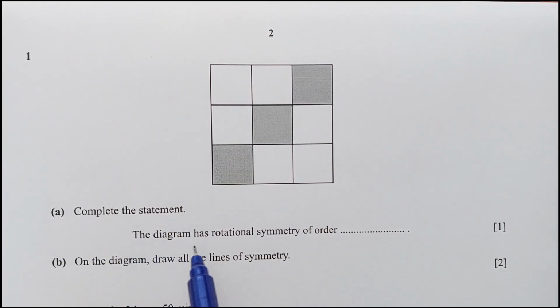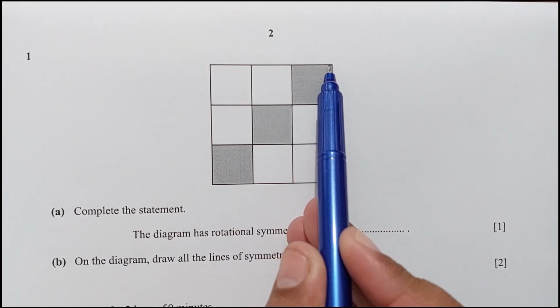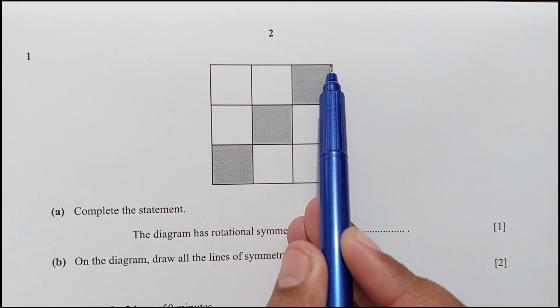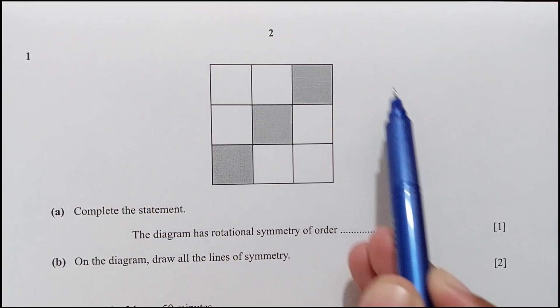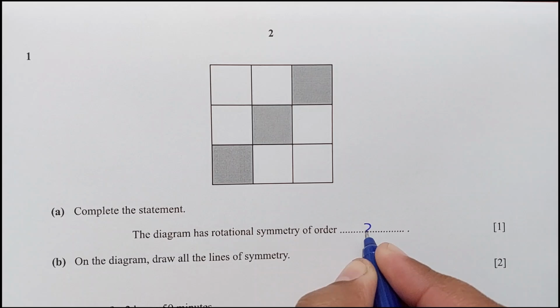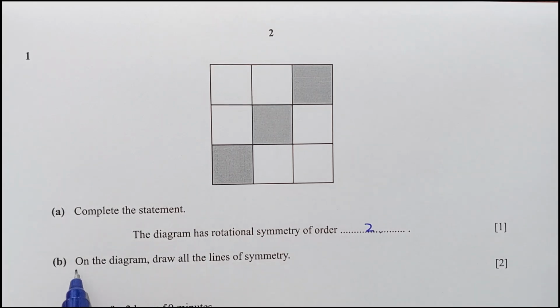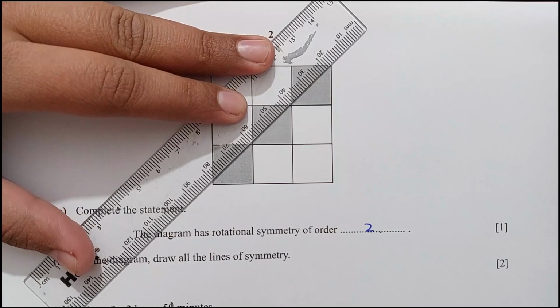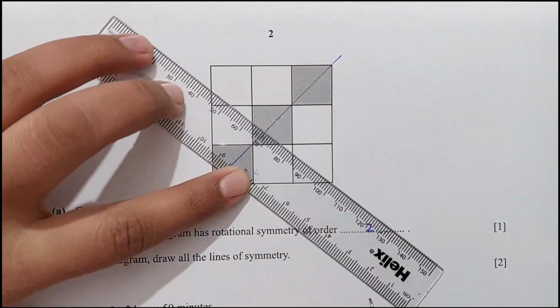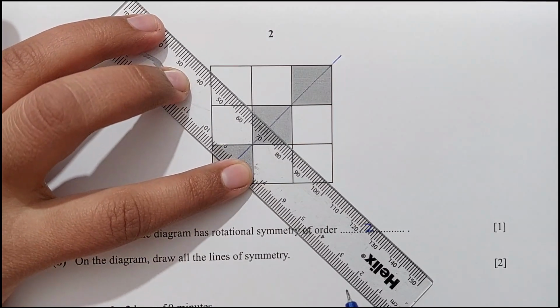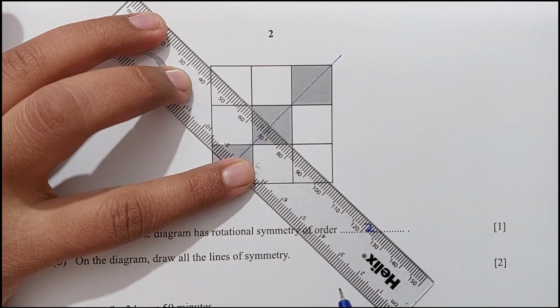Complete the statement. The diagram has a rotational symmetry of order. If you fix this center as a reference point and rotate it, 1 and 2, so it has a rotational symmetry of order 2. Part B, on the diagram, draw all lines of symmetry. This is a line of symmetry, both sides are identical, right? And this is a line of symmetry. So there are only two lines of symmetry.